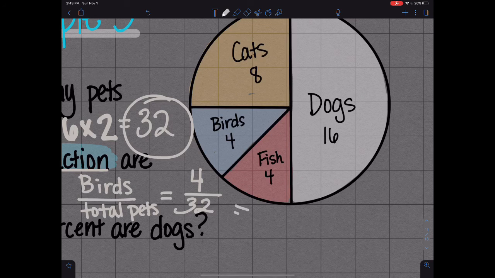But 4 over 32 can be reduced because 4 goes into 32. And it goes into 32 8 times because 4 times 8 is 32. So 1/8 is going to be the answer. All right, so you're going to want to remember to reduce the fractions.